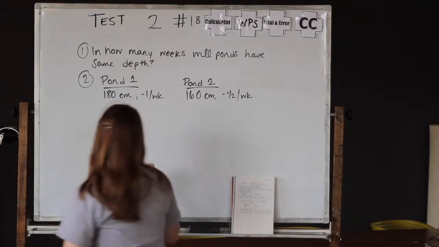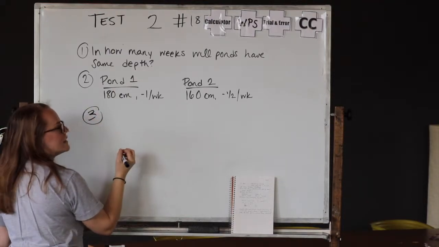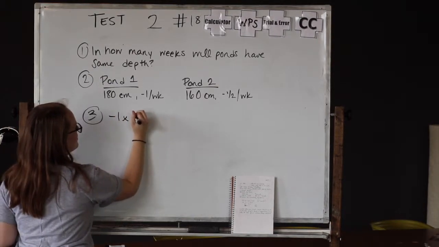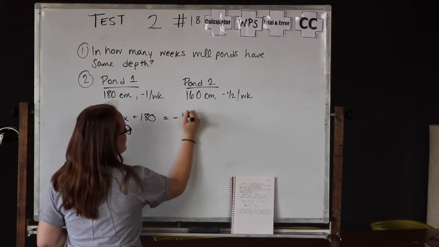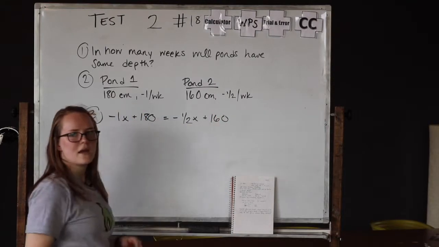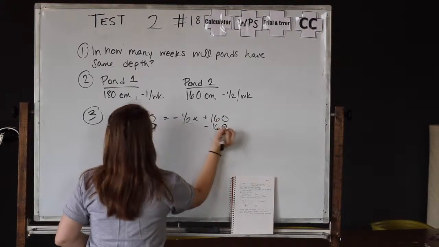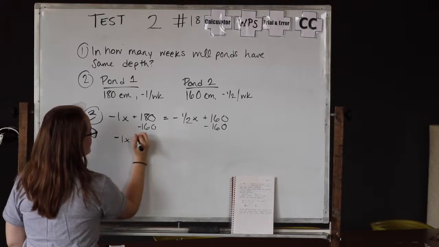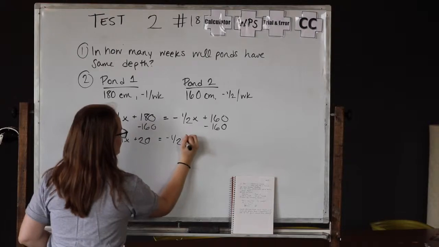So let's do that now. The equation for pond number 1 is going to be negative 1x plus 180 equals negative 1/2 x plus 160. So now we'll just do our normal equation solving. We'll subtract 160 from both sides to start. That gives us negative 1x plus 20 equals negative 1/2 x.